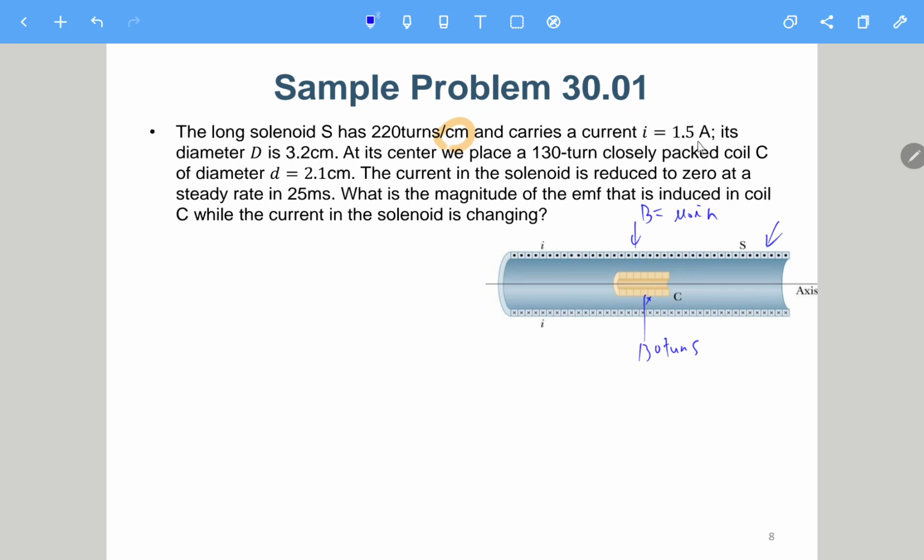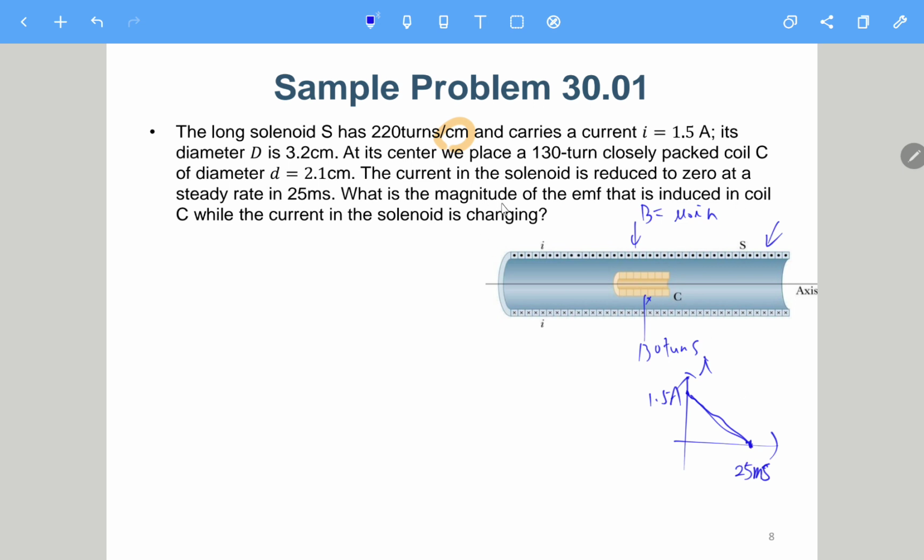At the very beginning, the current is I equals 1.5 A, and then it is reduced to 0 at a steady rate in 25 milliseconds. So this is 25 milliseconds, and then reduced to 0 at a steady rate. So this is a straight line.